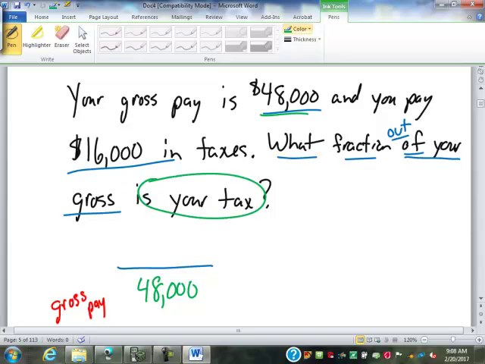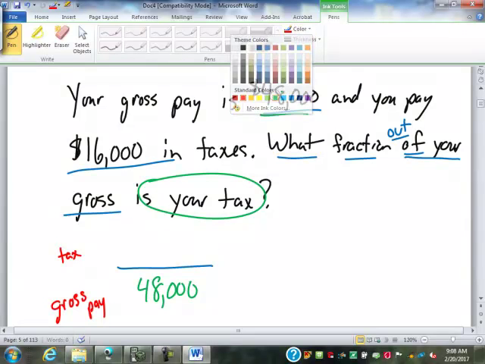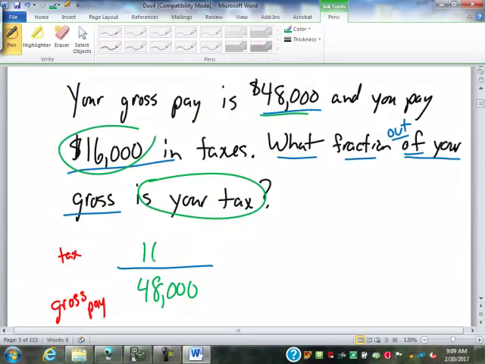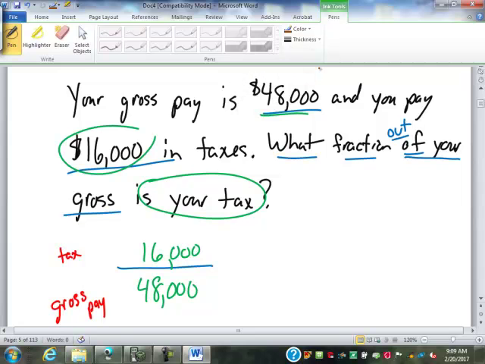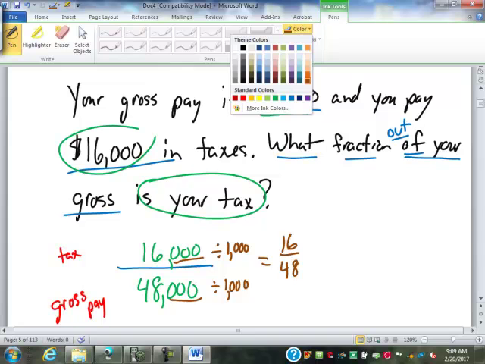So what fraction is your tax out of your gross pay? Your tax is going to go on top, which is, of course, 16,000. Now, when I go to reduce fractions with large numbers like this, the first thing I always look for is dividing by tens, because it's zeros. Well, here it's not just a single zero, it's 3 zeros, which means both of these can be divided by what? 1,000. Yes. So if I divide 16,000 by 1,000, I get 16. 48,000 divided by 1,000 is 48. What can they still be divided by?